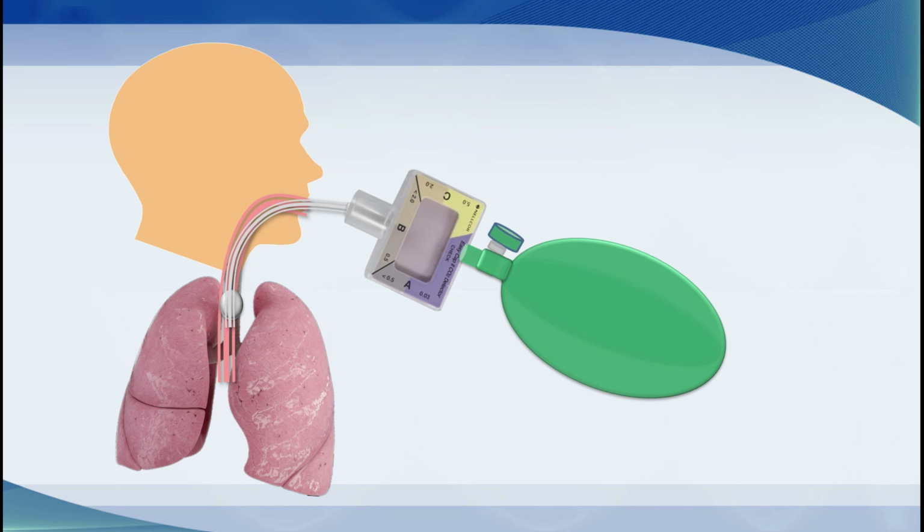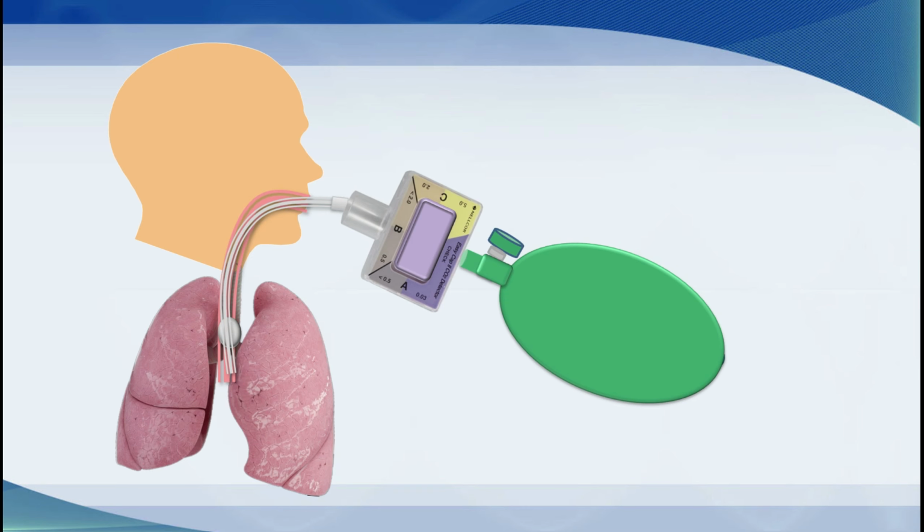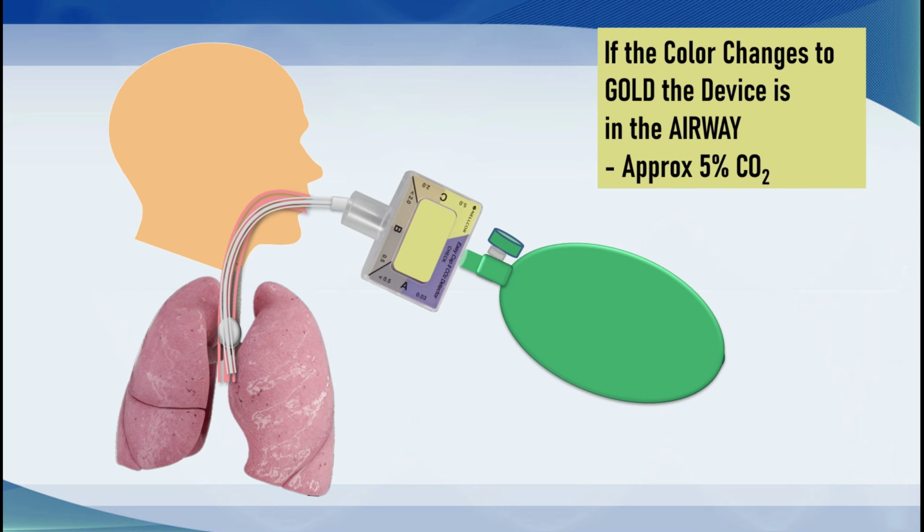In this cartoon, we have just intubated the patient, and we've attached the end tidal CO2 indicator to the endotracheal tube and on the other side to an anesthesia breathing system or ambibag. The device starts with a purple color. If the color changes from purple to gold, it is G for go. The device is somewhere in the airway. Remember, the gold color is approximately 5% carbon dioxide.